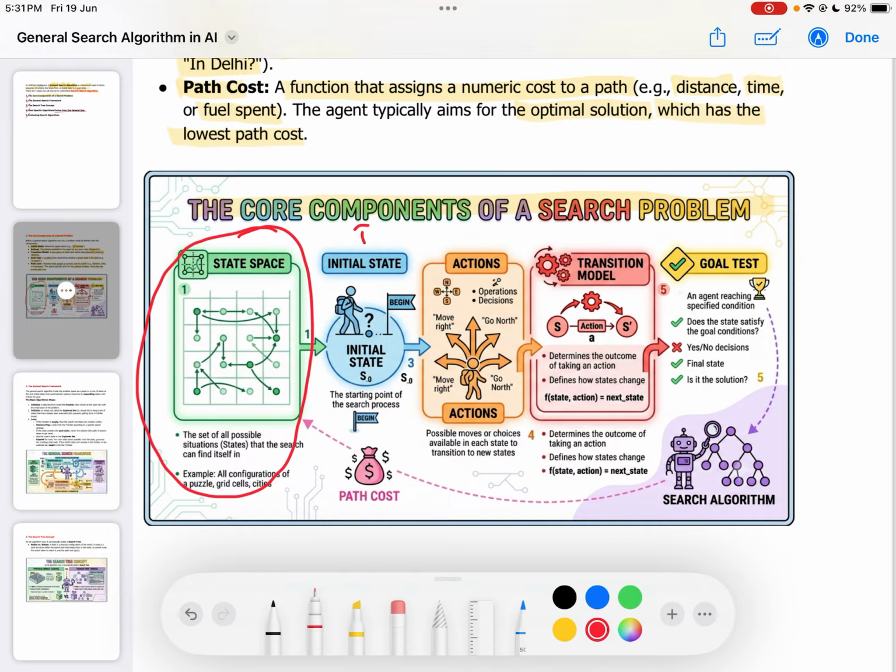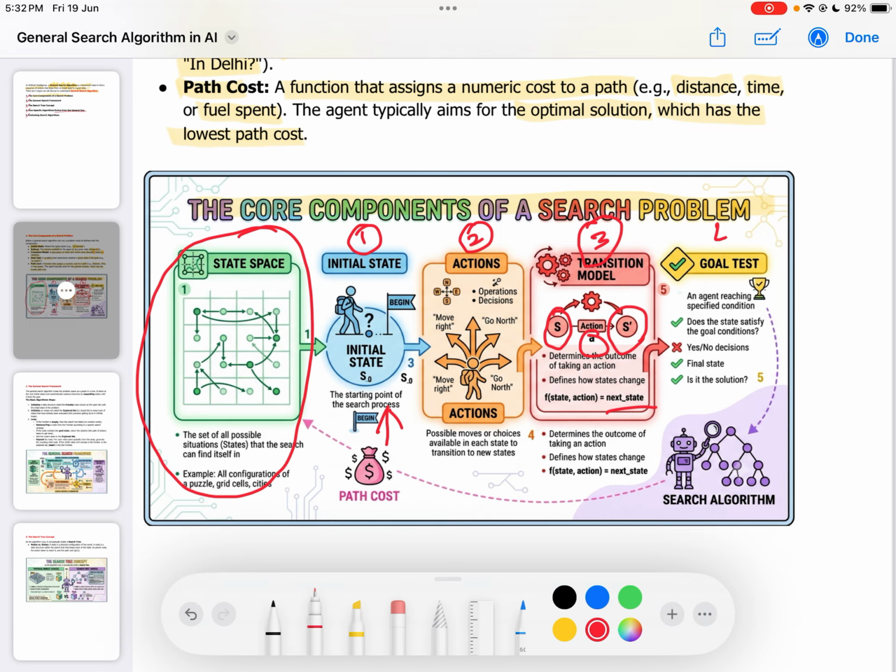Initial state, this is the first step. Where we are, this is the starting point. Second is actions, whether we should go north, east, west, or south to reach the destination. What are the actions that are possible? Third is the transition model: the current state, the action you are taking, and the next state that we achieve.